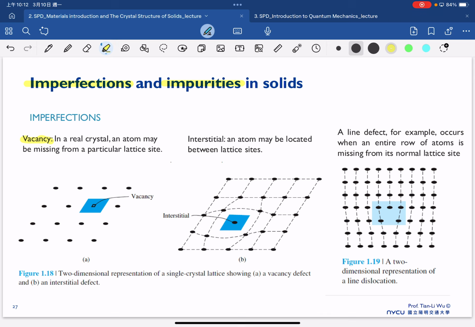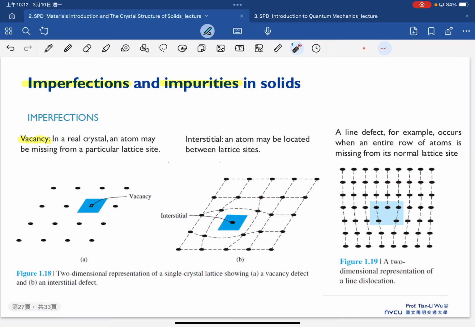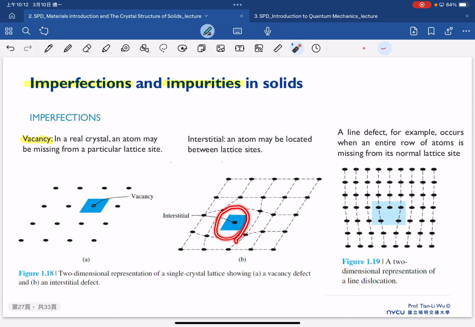And on the other hand, if we see this is a typical lattice arrangement, but suddenly there is one atom located in between the lattice sites, that's what we call an interstitial.